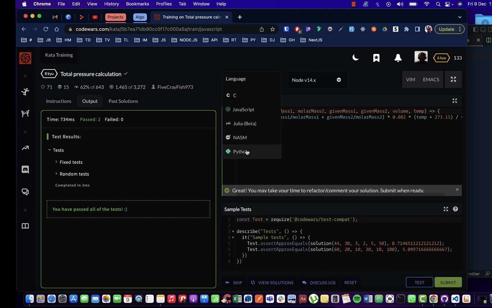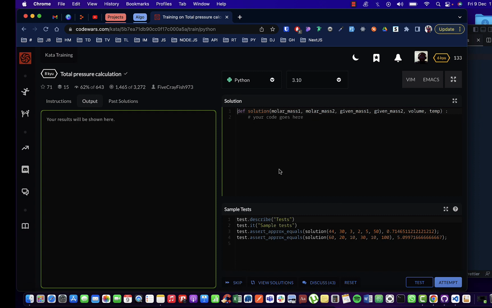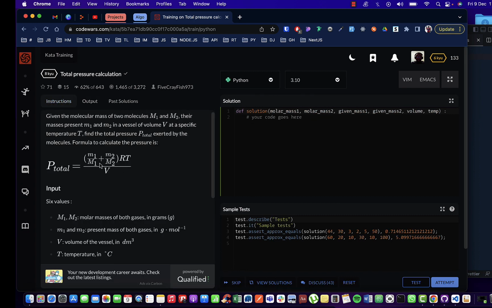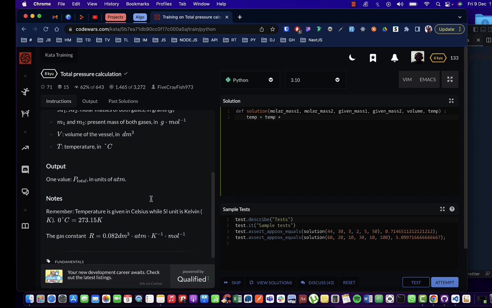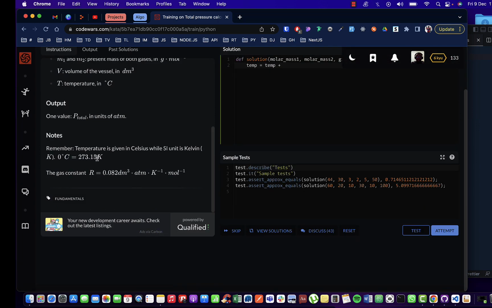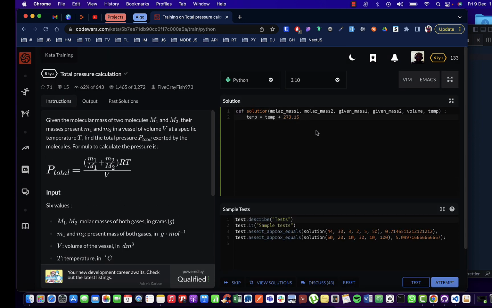So let's go to Python. In Python, we have the same thing, so we'll do the same. Basically, we'll take temp and we are going to add to it the value to convert the temperature to Kelvin. When we've done that, we can now return.